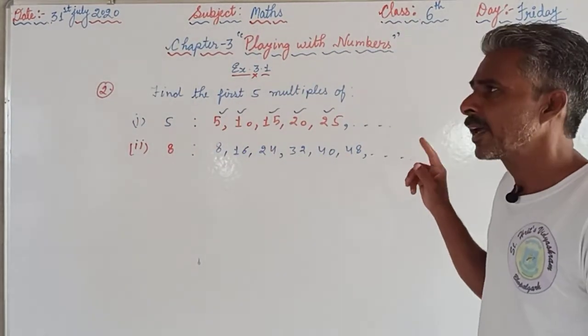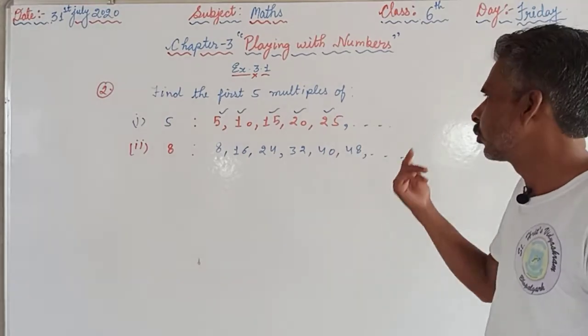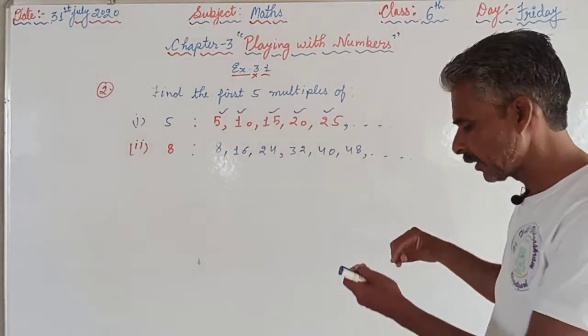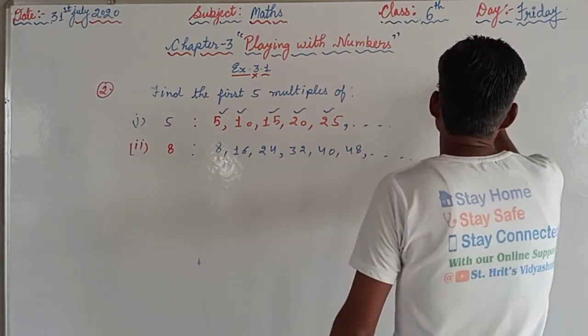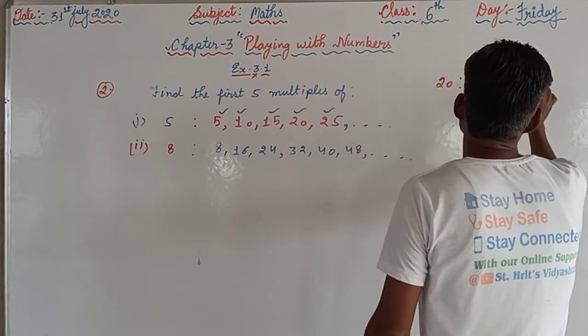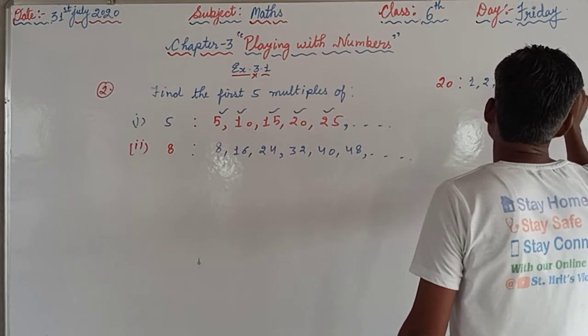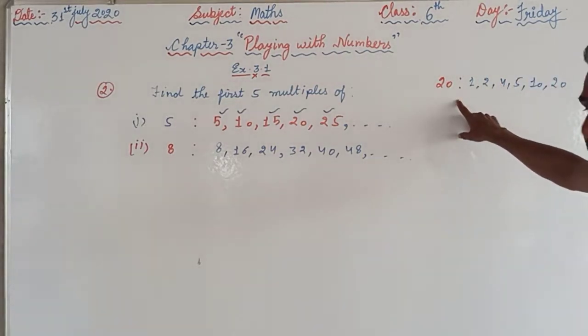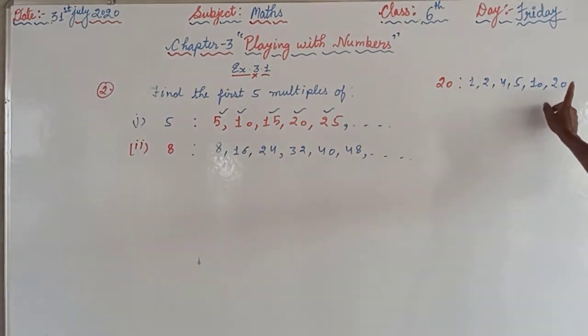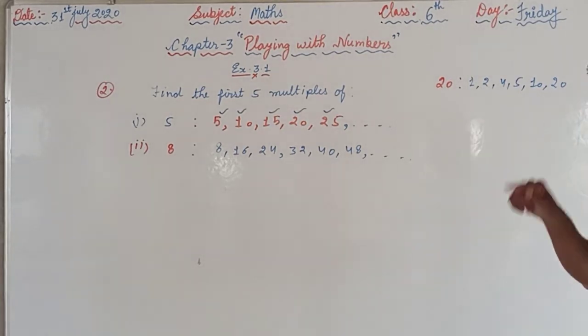Factors can never be more than the number. कोई भी नंबर था 20 का, अभी हमने निकाला था फैक्टर्स. 20 के फैक्टर्स हमारे क्या होते हैं? 1, 2, 4, 5, 10, 20. All the numbers are less than the number 20 except 20. 20 is equal to 20. So the factors cannot be more than a given number.